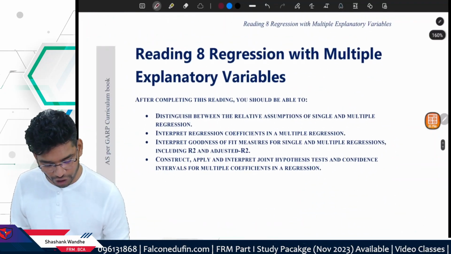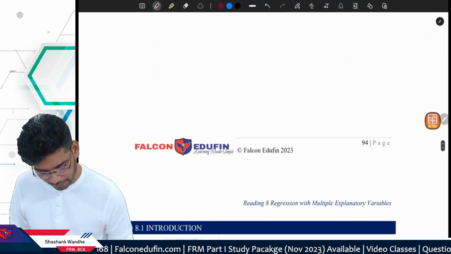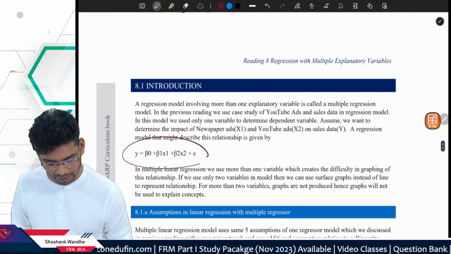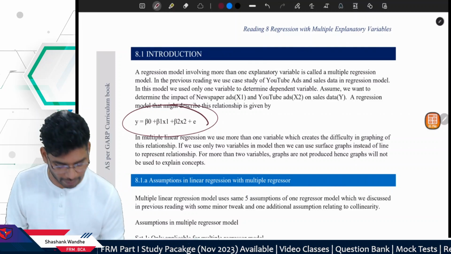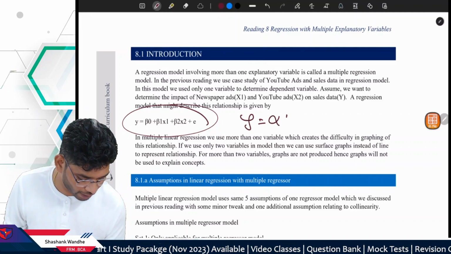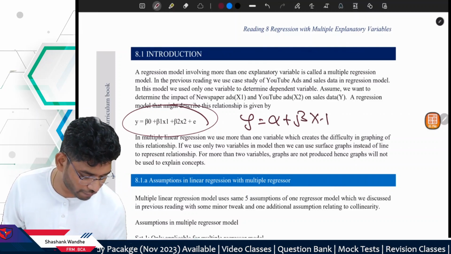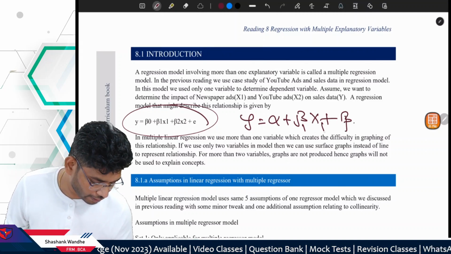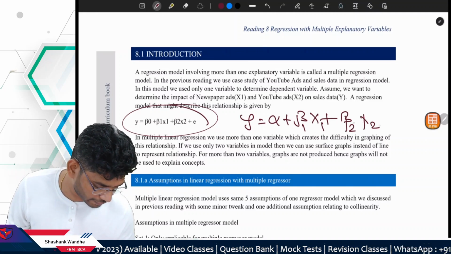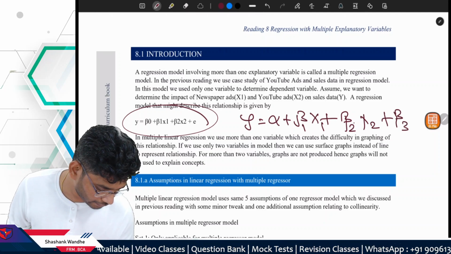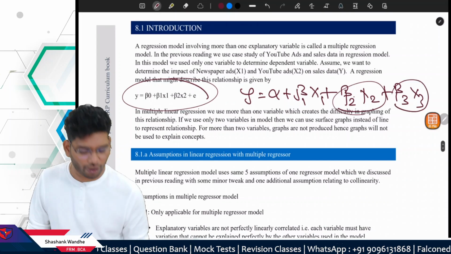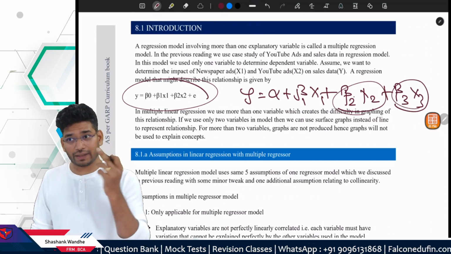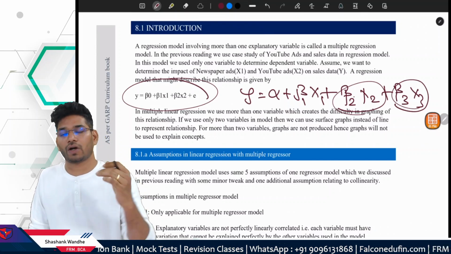Then we have the regression with multiple explanatory variables. In this, first of all, we are starting with multiple explanatory variables. So in the previous session, we used only one explanatory variable. So y is equal to alpha plus beta x. Now here we will introduce multiple variables.